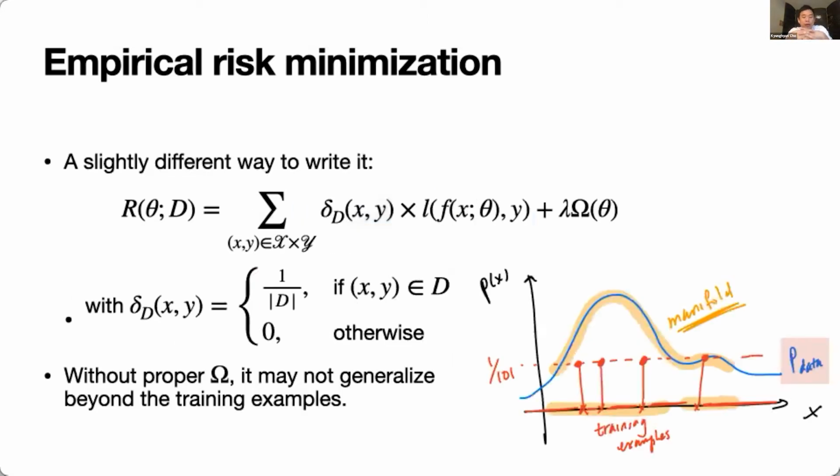Now, let's look at a slightly different way to write it. We can rewrite it as if we're considering all possible points in this input space still. But then we're going to introduce a delta function that says that we are only considering the points that are right on the training examples only.